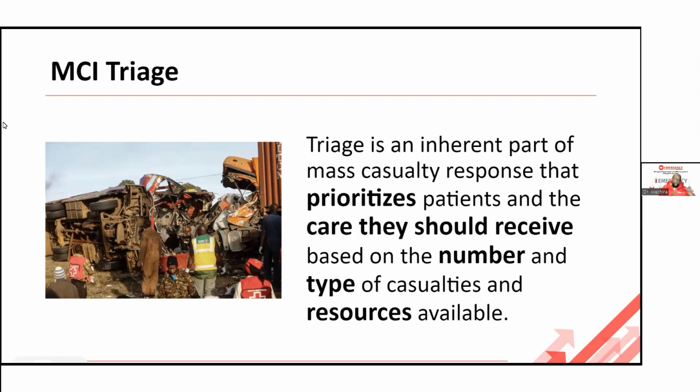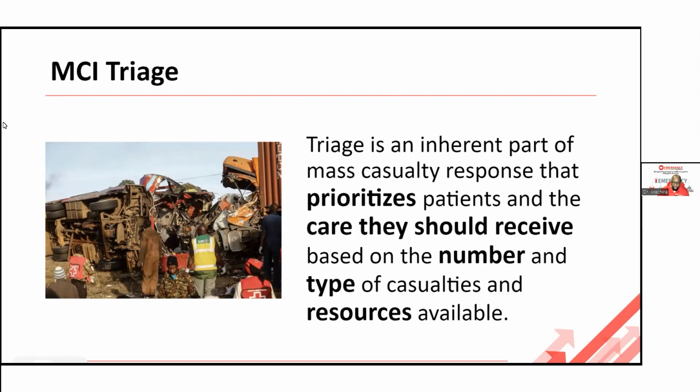So it's not just about prioritizing the patient and saying this one is number one, this number two, number three, number four, but also prioritizes the care they should be given. Should I be giving just normal fluids to run, or should I be relieving tension in a pneumothorax? So it's not just about prioritizing patients, but also about prioritizing the care that they should receive. All of this is based on the number and type of casualties.